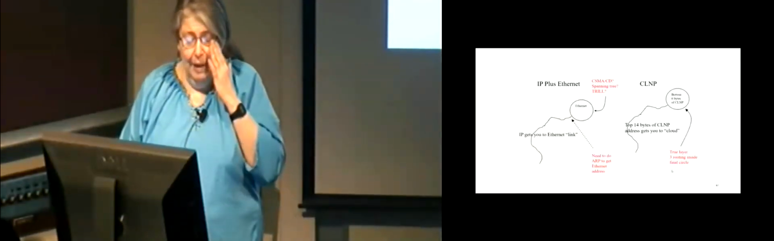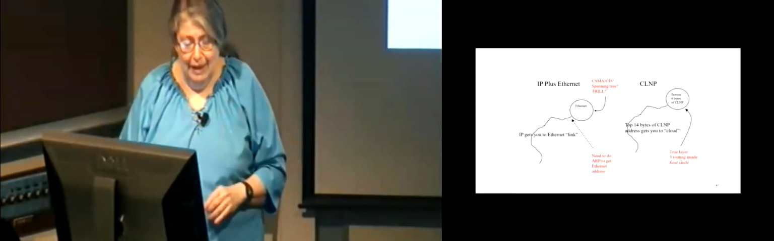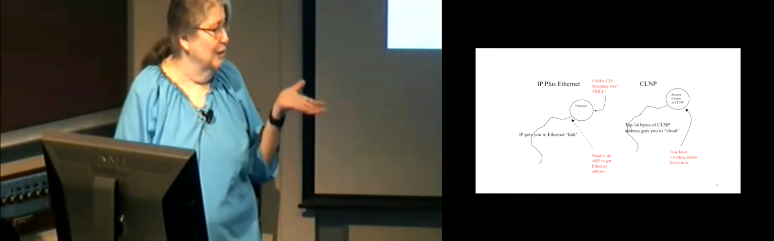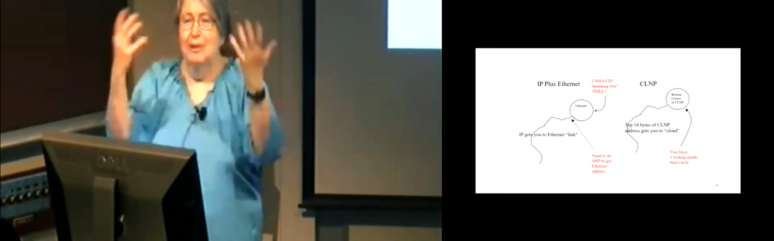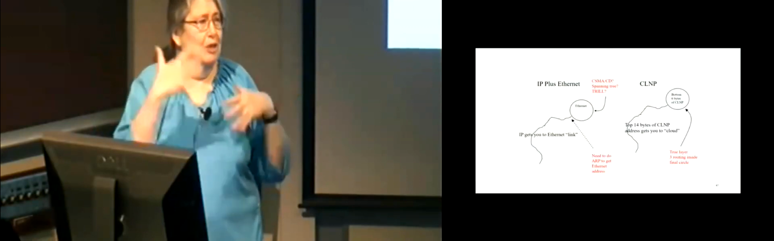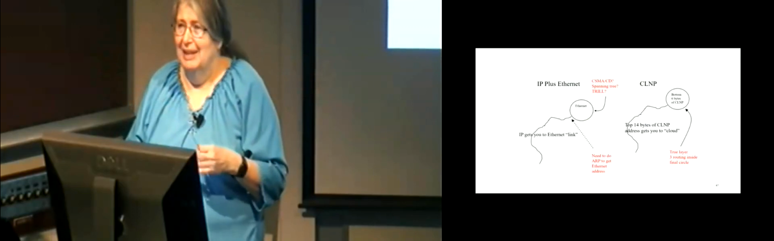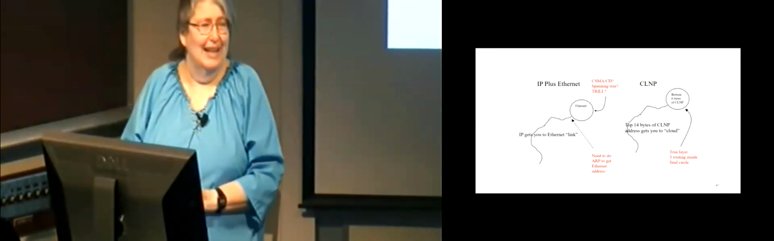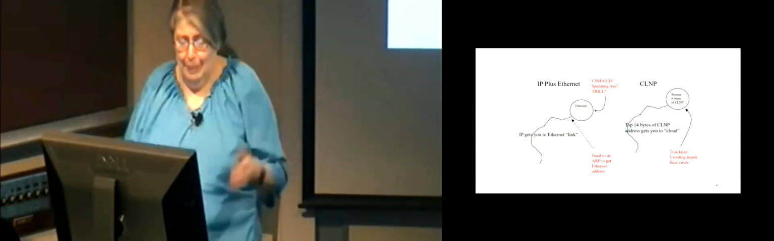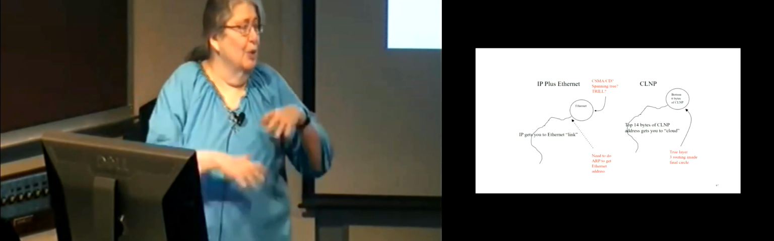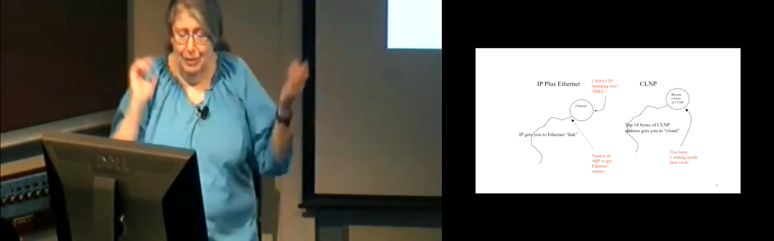So if you have IP plus Ethernet, IP gets you to what it thinks is a single link. But then Ethernet has to somehow make a cloud look like a single link to IP. And you need to do this awkward ARP-like protocol to find what the Ethernet address is inside that cloud. And that's an expensive, annoying protocol. And inside there, who knows what it does, spanning tree or whatever.